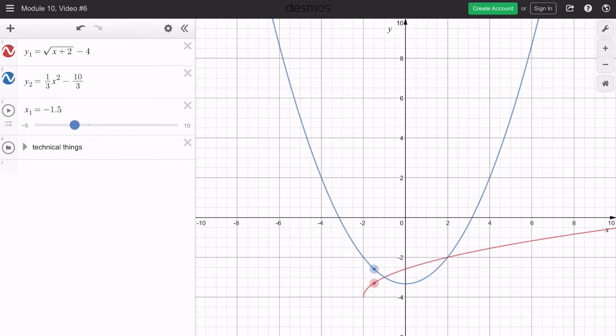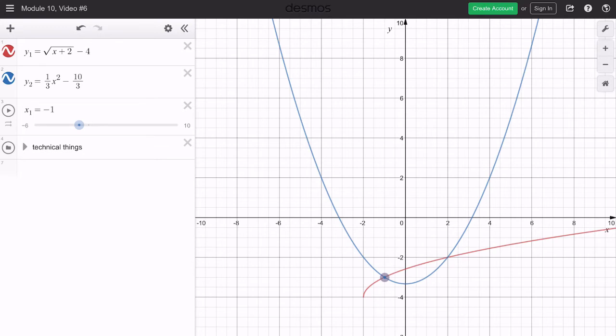But if we continue sliding further to the right and stop at x equal to -1, you'll notice we hit that point of intersection that we identified in part A and used for our answer in part B. At this point, the square root of x plus 2 minus 4 equals the 1/3 x squared minus 10/3, or y1 equals y2.